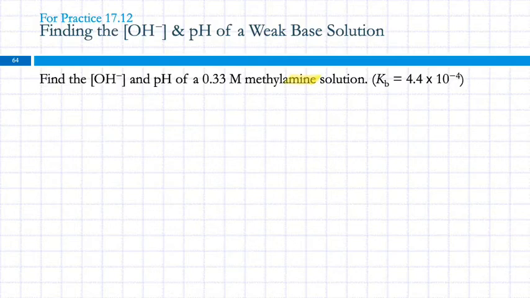What if I don't know the formula for methylamine? I'm just going to call it B for base. And isn't it convenient that there's no element B, and there's no element A, and there's no element X? There is a B.